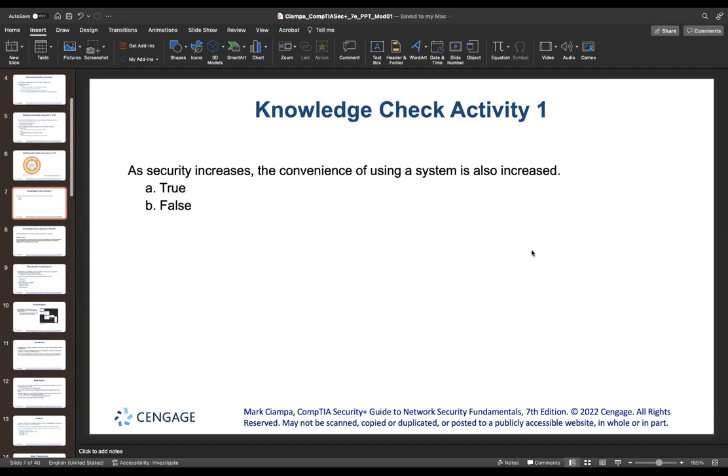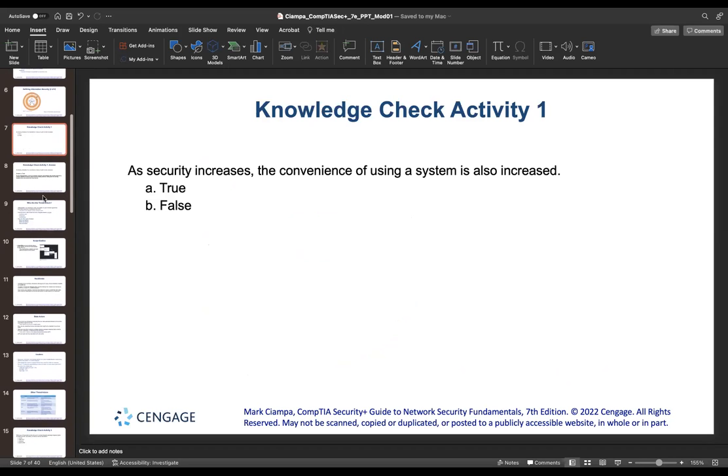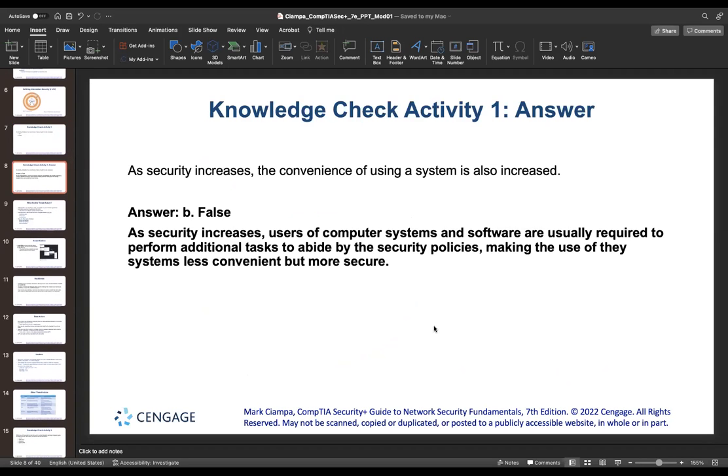So let's talk about this and see if we can answer this question. As security increases, the convenience of using a system also is increasing. Is that true or false? False. False. False. Good job. So you guys have been listening to me. I like it. So you already know why.